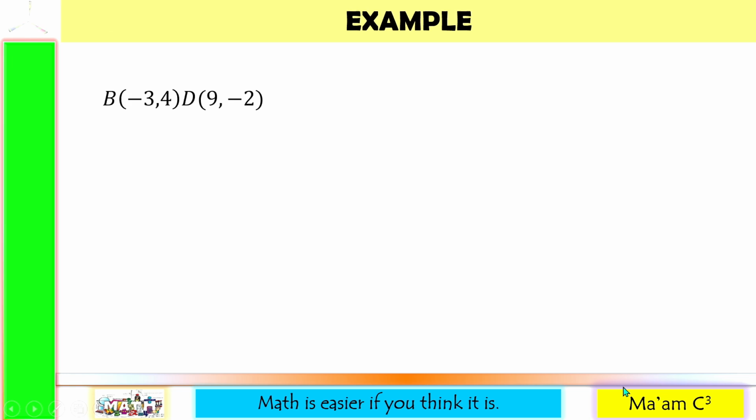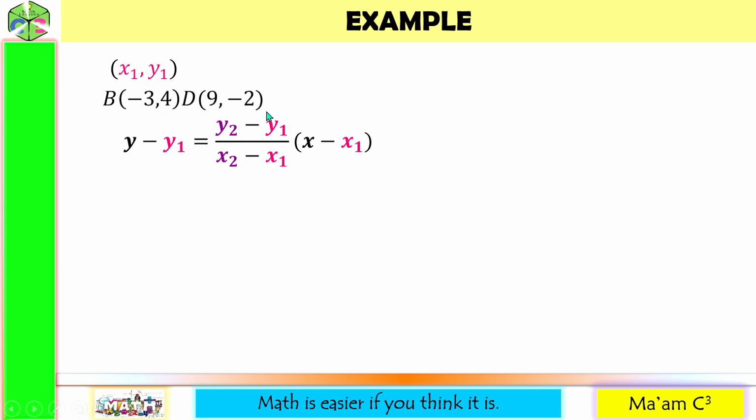Let's have another example. This time our points are (negative 3, 4) and (9, negative 2). Let us recall our formula. This will be our point 1, x sub 1, y sub 1, and this will be our point 2, x sub 2, y sub 2. By the way, it could interchange. You could set this point as your point 1 and this one as your point 2. Just be consistent when substituting for the values of x sub 1, x sub 2, y sub 1, and y sub 2.